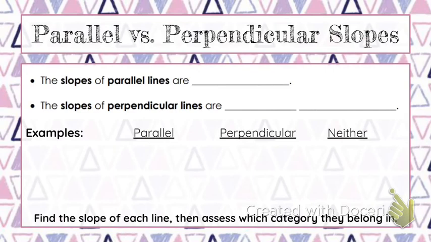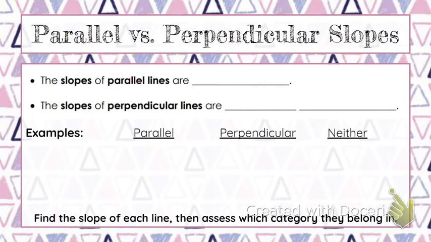Okay, so the last thing I'm going to talk to you about in this video is parallel versus perpendicular slopes. So remember that parallel lines, they run side by side forever. They'll never ever cross because they run exactly the same. And I remember that because the two L's in the word parallel are parallel to each other.